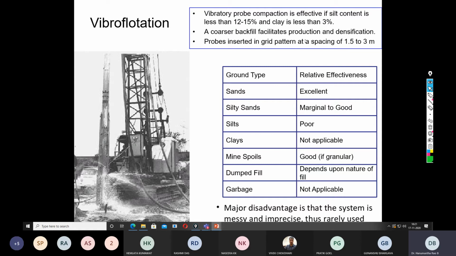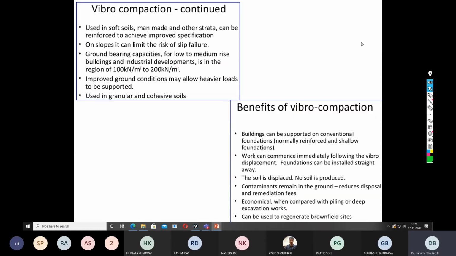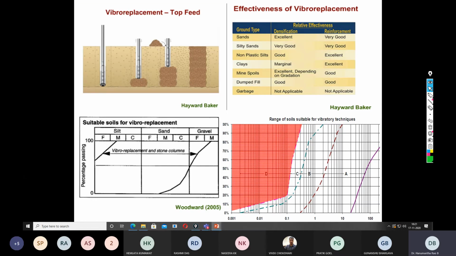A coarser backfill facilitates production and densification, and probes are inserted in a grid pattern with a spacing of 1.5 to 3 meters. So this is some additional information from this slide. These are some benefits of vibro compaction, which we did discuss already. I don't need to emphasize it. This is also the applicability of vibro compaction for different soil types.